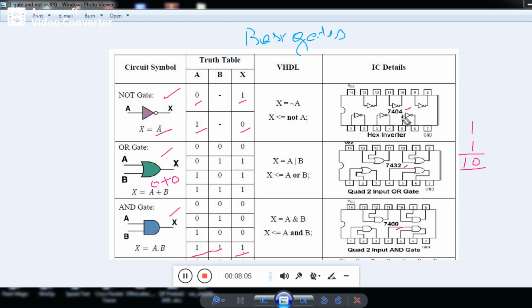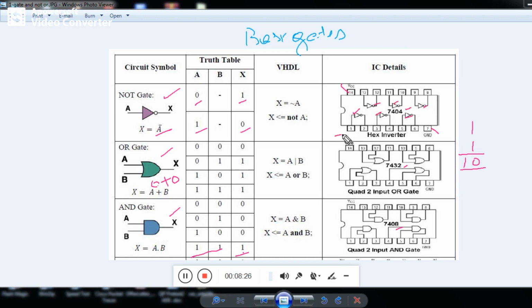Now take 7404. This is a 14 pin IC. I told you about ICs in my previous video. The 7th pin is the ground and the 14th pin is the VCC. This IC contains 6 gates. You can see 6 gates are there like this: 1, 2, 3, 4, 5, 6.